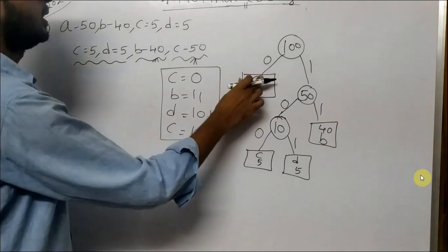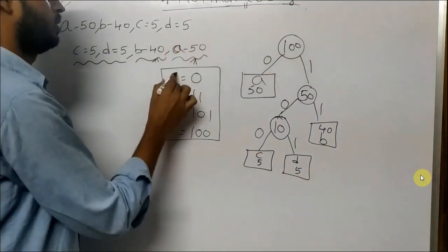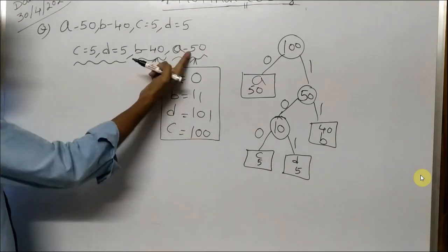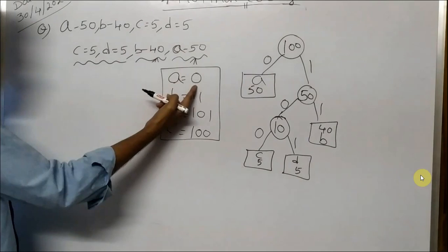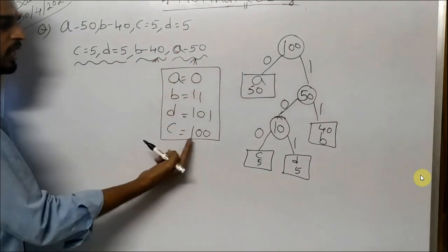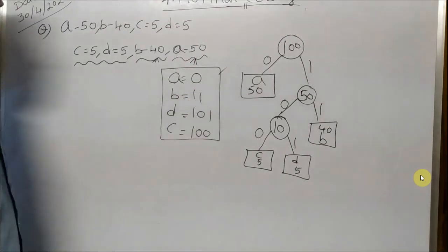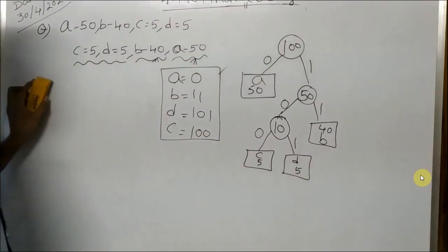Sorry, this is A, right? You can understand that the most frequent character, which has the highest frequency, is A. For A, the code is 0, meaning that this is the most frequent character, so it is going to be allocated only a single bit. For least frequent characters, it is going to allocate the most bits. That's it. Right? So now we can calculate anything. If they ask anything, you can calculate.